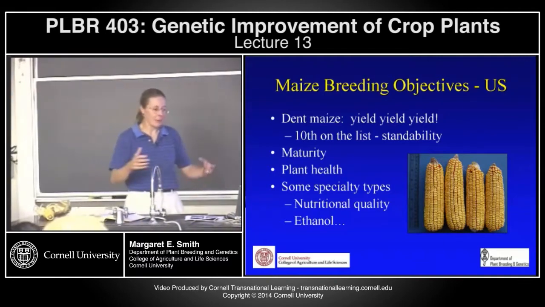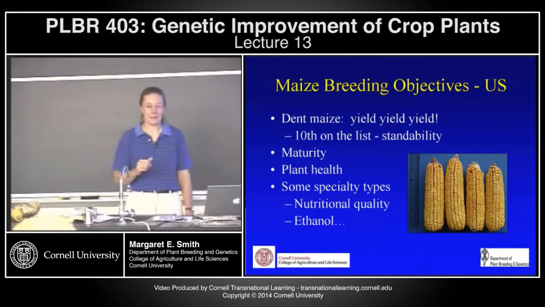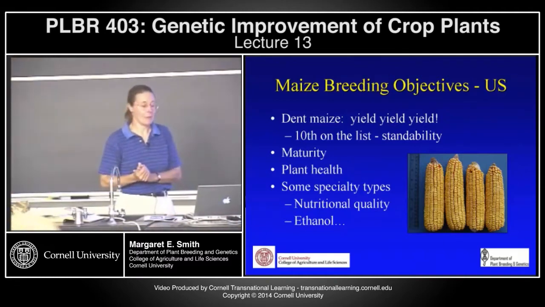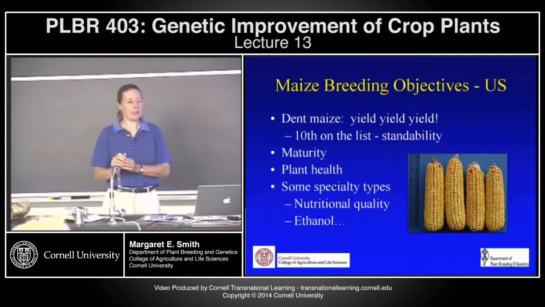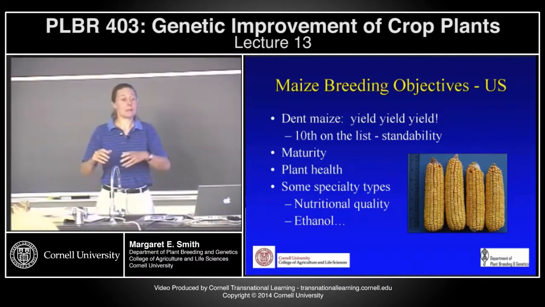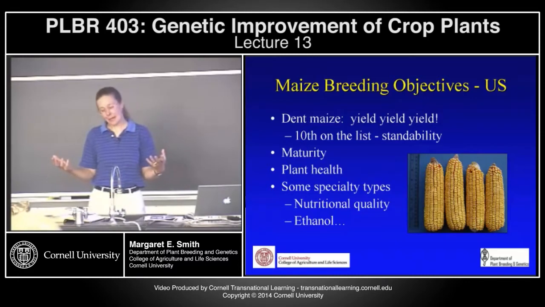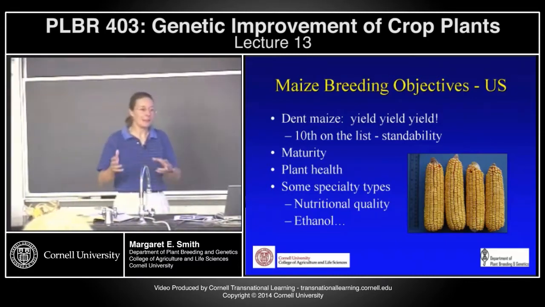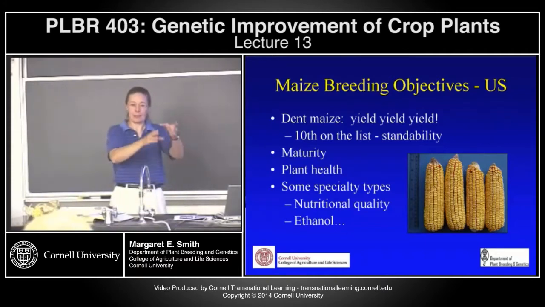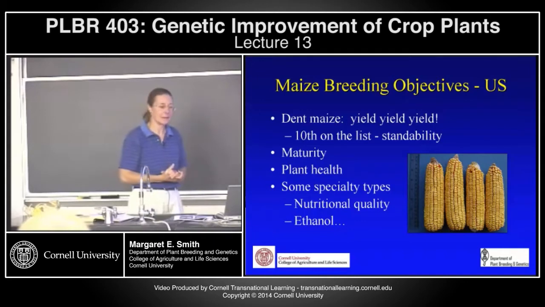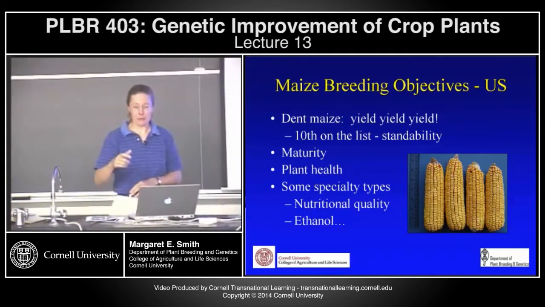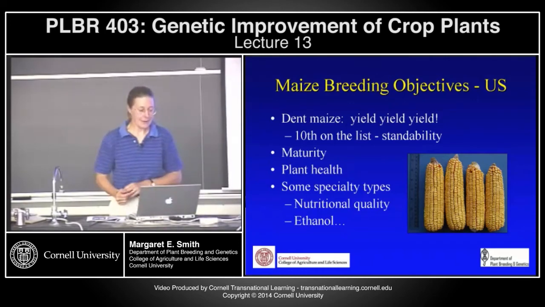and 10th on the list is standability. If it yields a lot but falls down, that's not so helpful. So really the game is about trying to improve yield. Why? This is a crop in the US and in most temperate areas that's largely for animal feed. Animals don't typically tell us a whole lot about preferences. So basically we're trying to give them an energy crop that produces a lot of energy per acre. So that's the goal in the US, temperate dent corn production for industrial or animal uses.